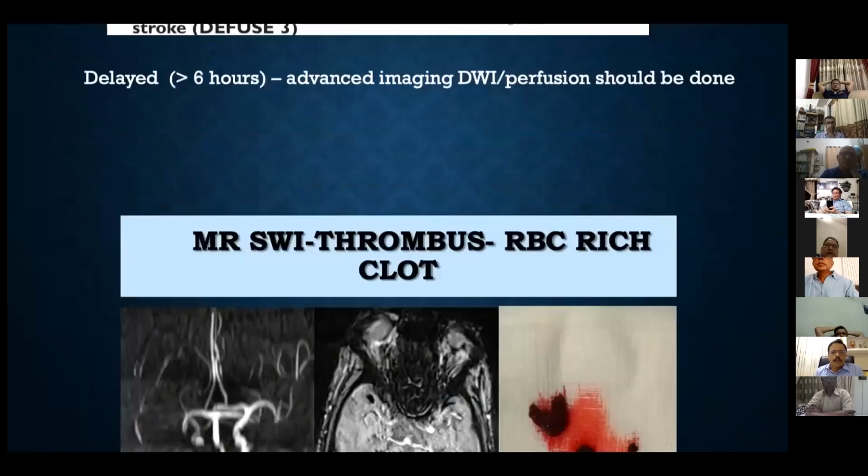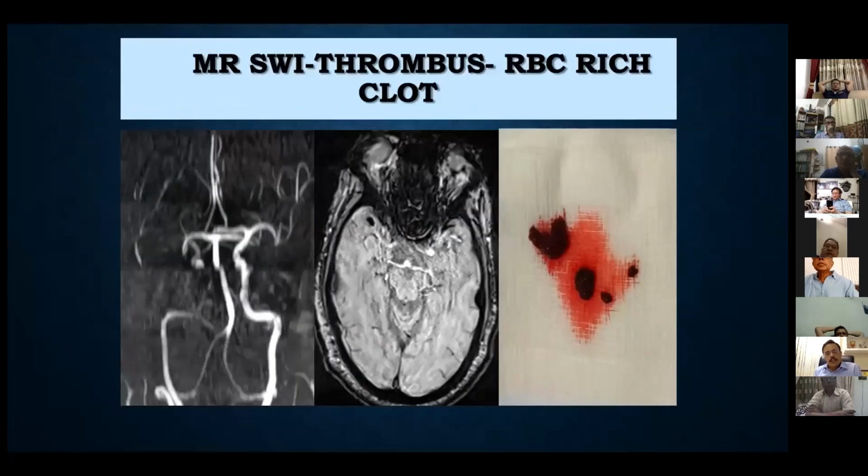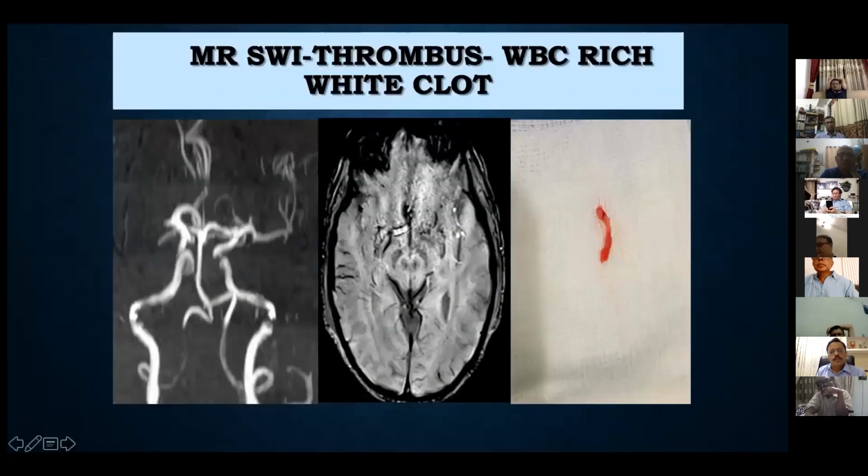Nowadays, we are also trying to judge, using our MR imaging, the kind of clot we have. So these are the SWI images. In this patient, you can see the blooming. This is an RBC-rich clot. And in this case, there's a fibrin-rich clot, which will not bloom. And we are learning now how to optimize our thrombectomy technique for different kinds of clots using MR imaging as well.